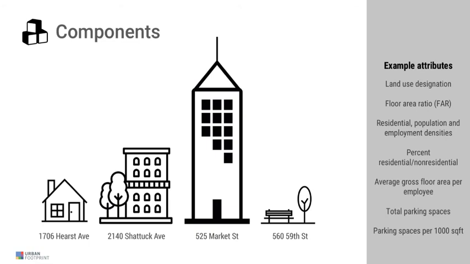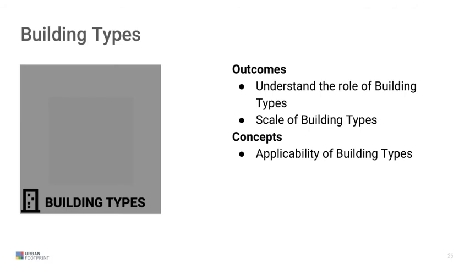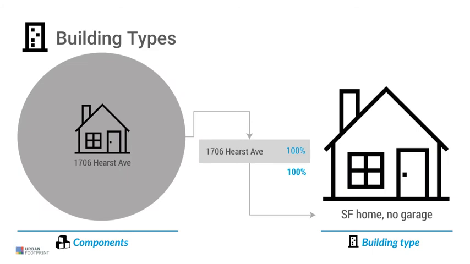So with that understanding, the next step is to get some more clarity around building types. So building types are the next step up from components. So in our next session, we'll have a better understanding of the different role of building types, the scale of building types, and when it's applicable to use. So building types are a collection of components that we pull together to get the kind of characteristics that we'd like to see for our building types that we use in painting.